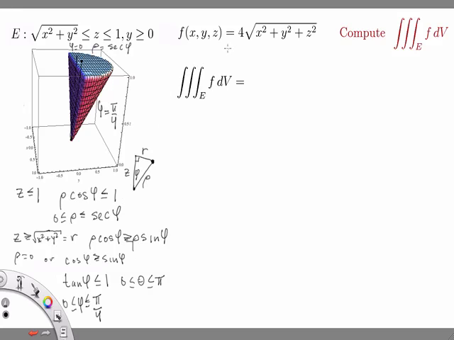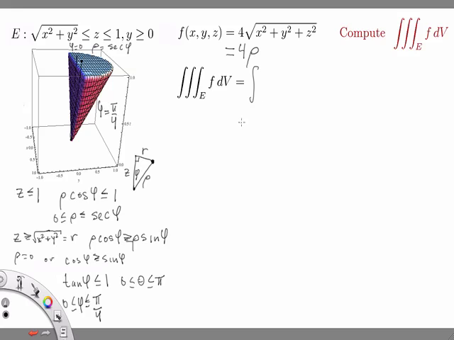Alright, so now we turn our attention to our function here, which is equal to 4 times the square root of x squared plus y squared plus z squared, but that's really just 4 times the square root of rho squared, and since rho is non-negative, we see that f is just equal to 4 times rho.